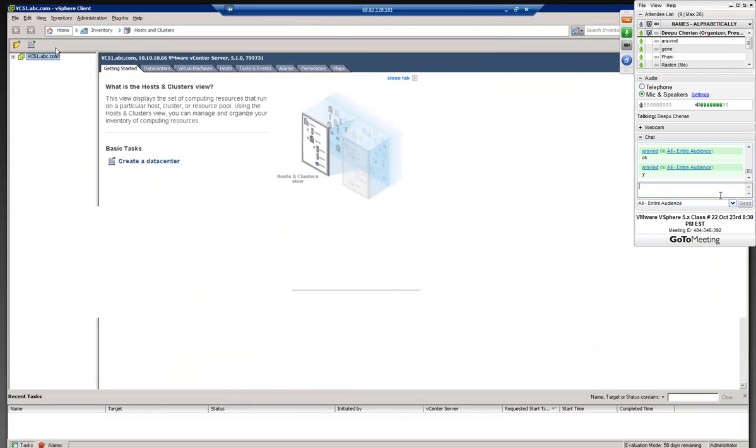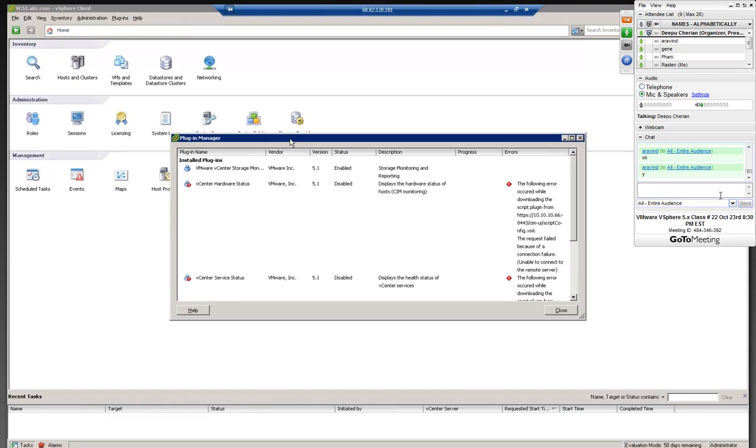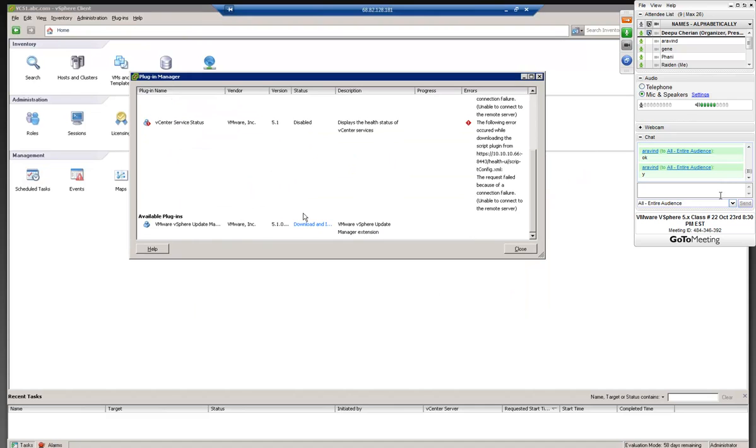So this one also, if you go here, you don't see Update Manager. That's because you have to install the plugin. The Update Manager plugin needs to be installed on every machine.